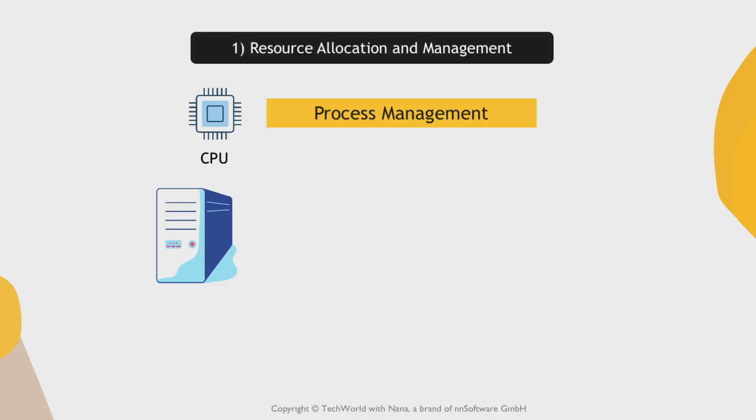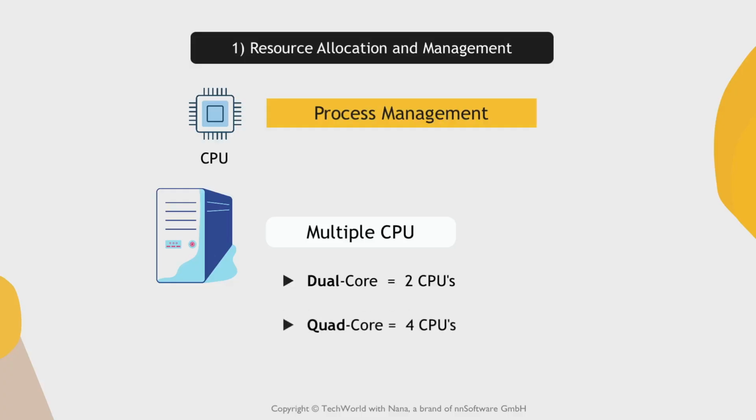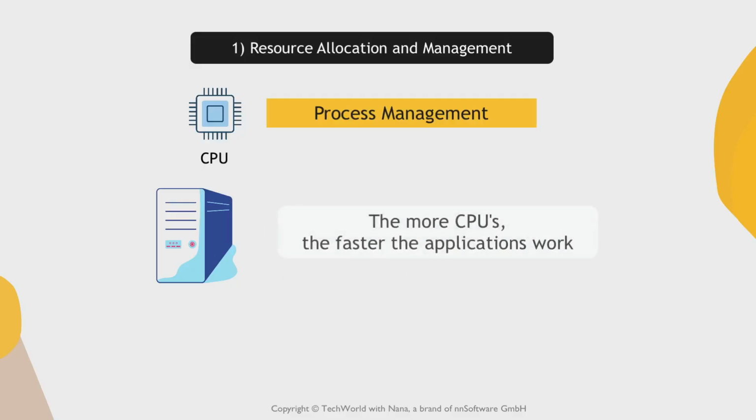However, with recent technological developments, as we all know, we have multi-CPU, which are multi-core computers, which are pretty much a standard nowadays. So there are the terms like dual core, meaning 2 CPUs or 2 processors, or quad core, meaning 4 processors. And of course, the more processors or more CPUs you have in your computer, the faster the applications will work because they can basically execute these processes in parallel, right? Each CPU running one process.